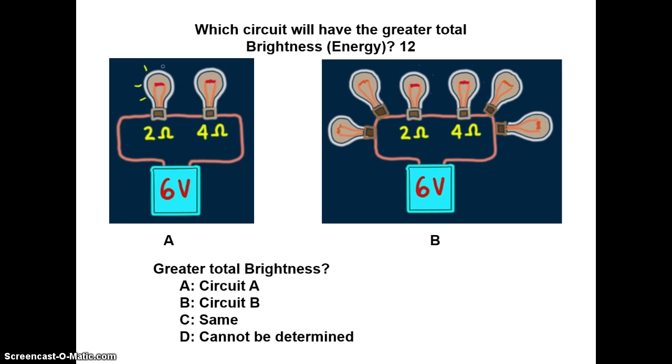Okay. Hey, let's take a look at another circuit now. We're going to take a look at total brightness. Notice on the left there are only 2 bulbs. On the right we have 6 bulbs. Okay, but which is going to make the room brighter?